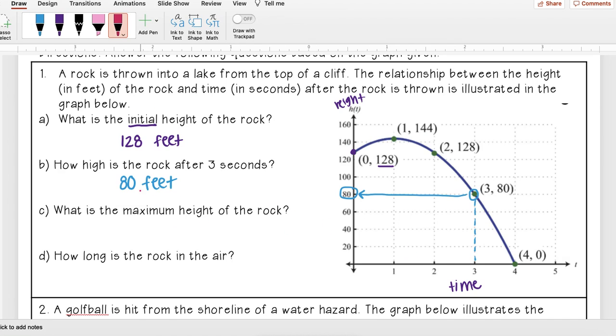Next one, I want to know what the maximum height is, and that is always going to be at the vertex. And so I'm looking to see what's the highest this graph goes. And I see that's at this point. And since I'm wanting to know the height, I want to know what it's at for my y value. My x value is seconds, so I see that in 1 second it's going to be at the highest height. But to see what that maximum height is, I need to look at the y value, and that's at 144.